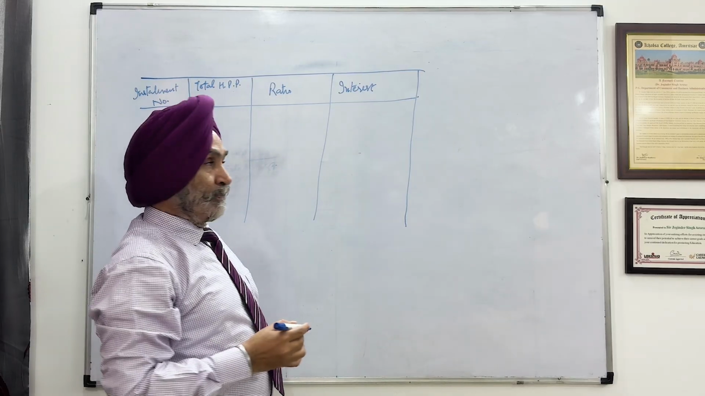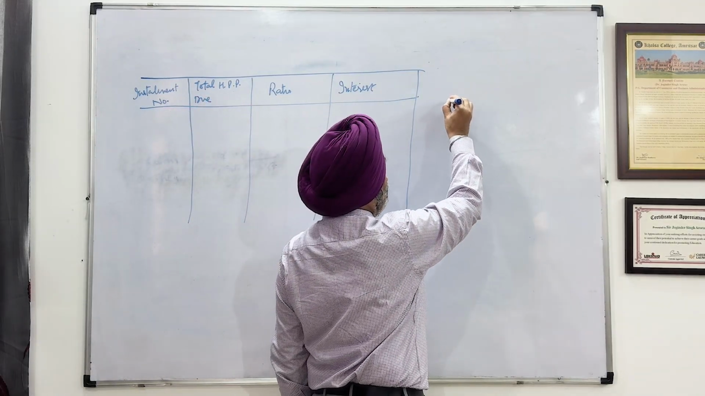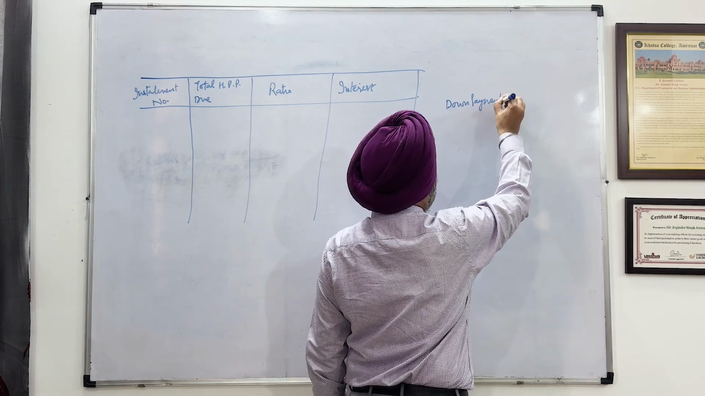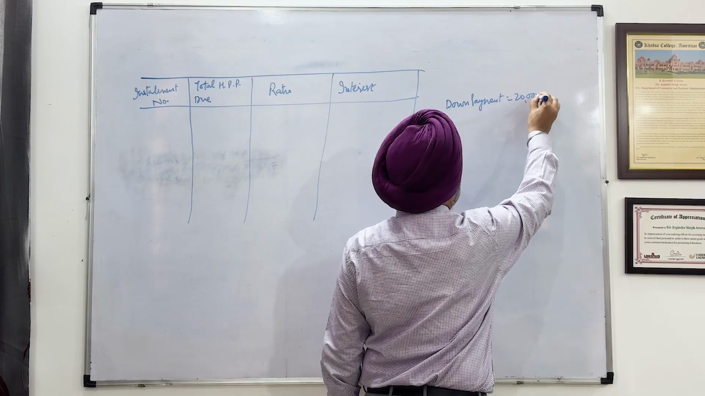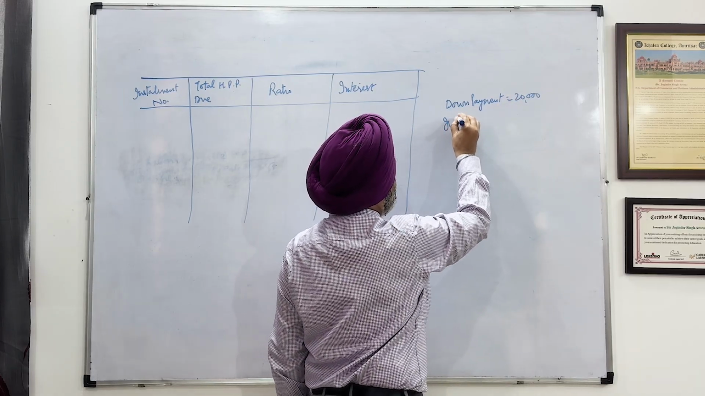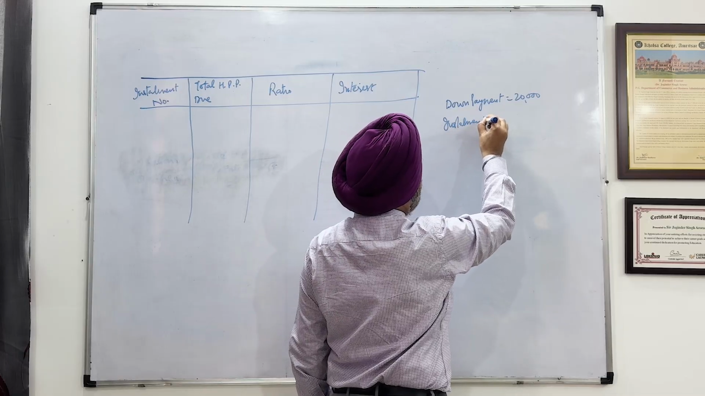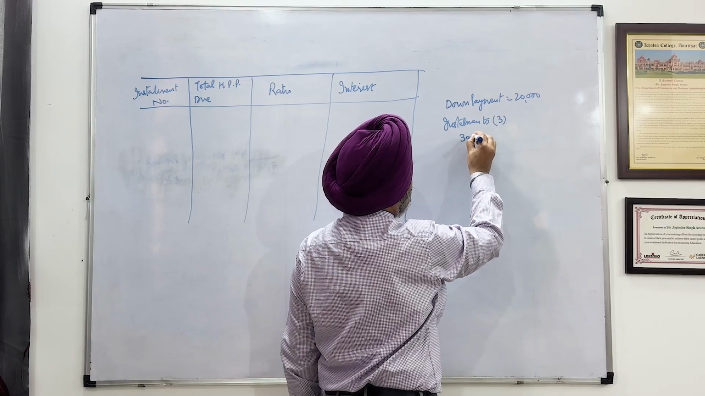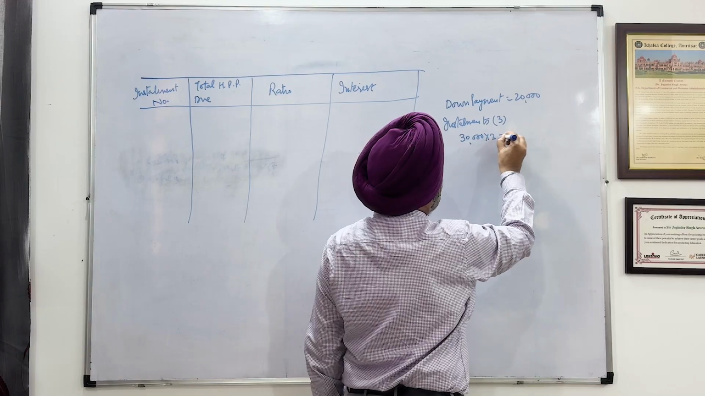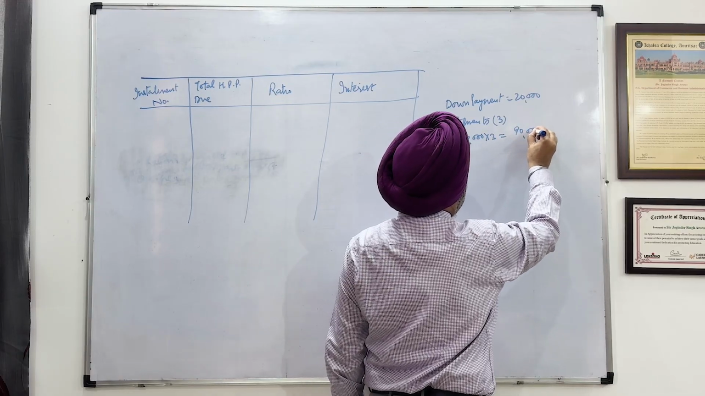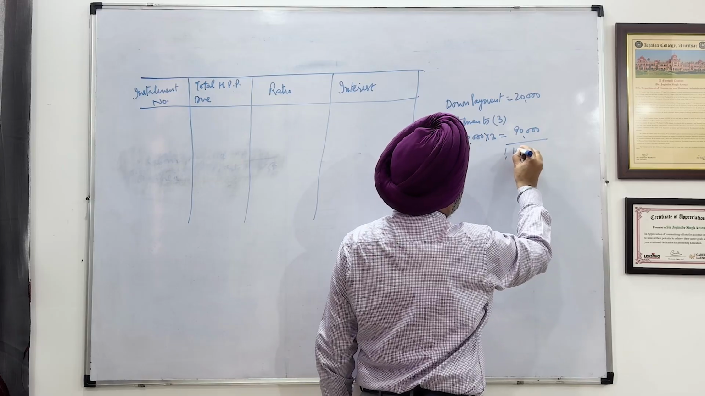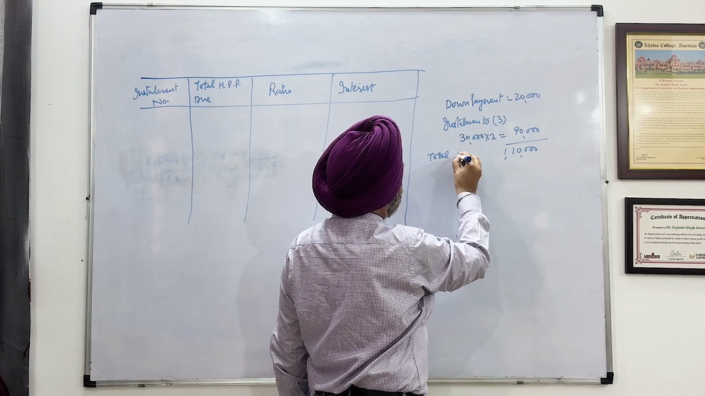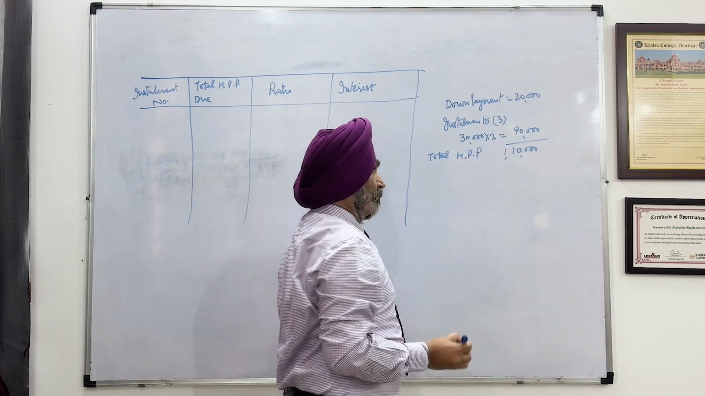Let us suppose we are given in the question a down payment of rupees 20,000, and installments, 3 in number, of rupees 30,000 each. That means 90,000 will be paid by way of installments. The total hire purchase price is 1,10,000.